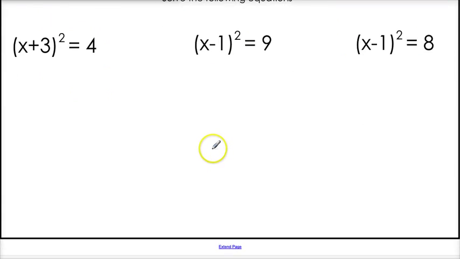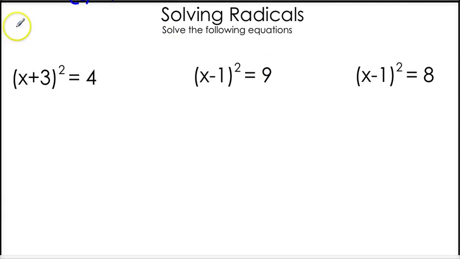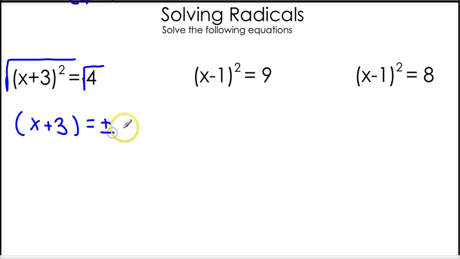All right. Let's try a little more complicated ones. We're going to solve these radicals. Now what you do here is you have x plus 3 in parentheses squared equals 4. What we're going to do is, once again, take the square root of the whole thing. And when we do that, this cancels out. So we just get x plus 3 is equal to the positive or negative square root of 4. Well, now it's going to be x plus 3 is equal to positive or negative square root of 4 is 2. And now we have two solutions.